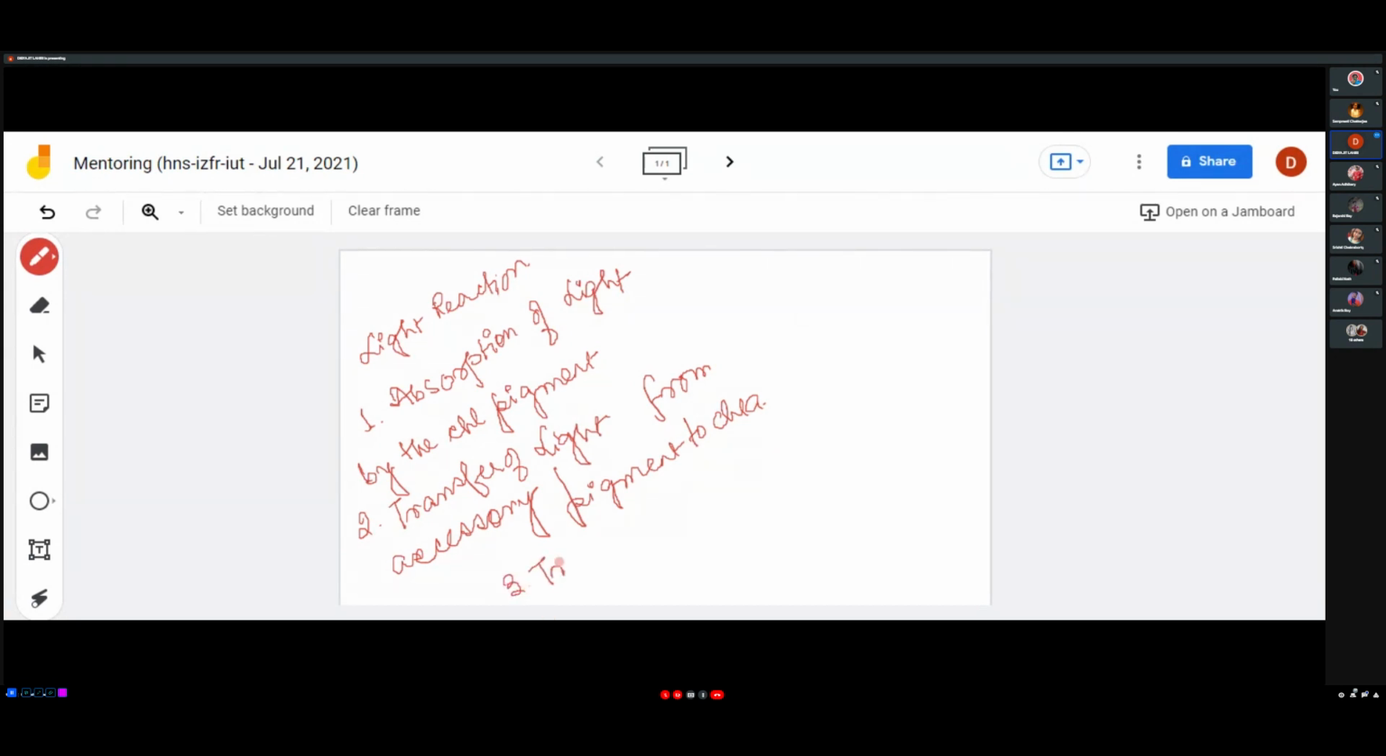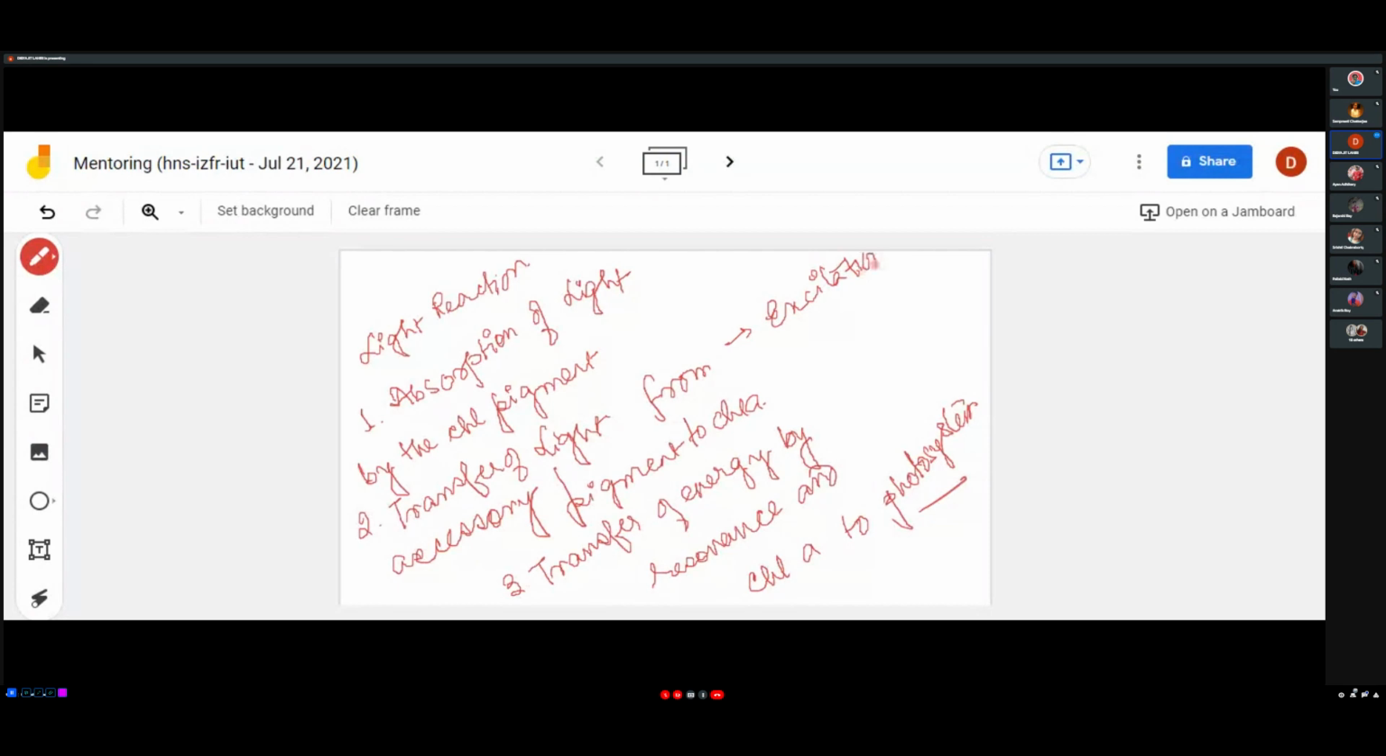And next is what? Transfer of energy by resonance and chlorophyll A to photosystem. So these are the systematic ways by which this transfer occurs. Next point is what? Excitation of chlorophyll. Next is what? Photolysis of water. Next is what? Electron transport. Please write it down.